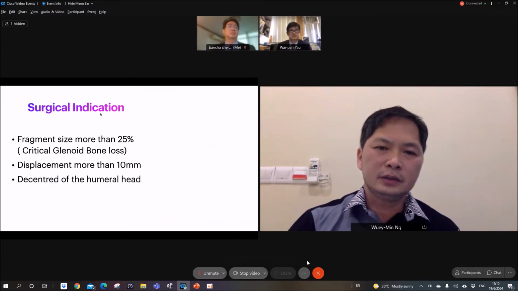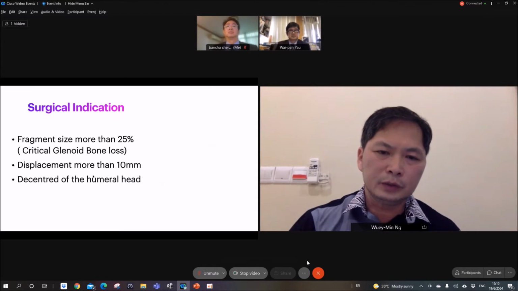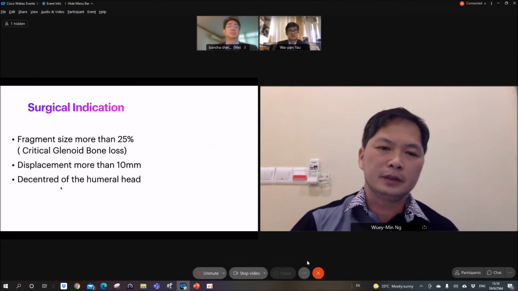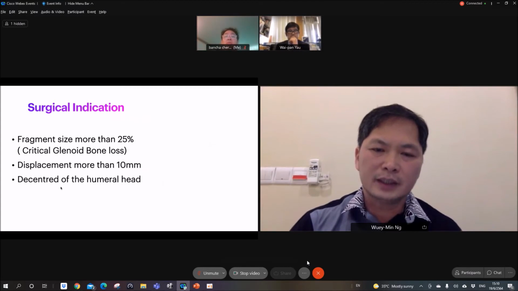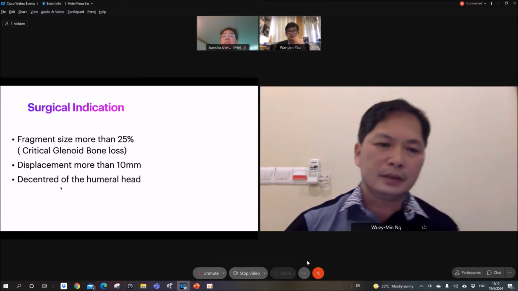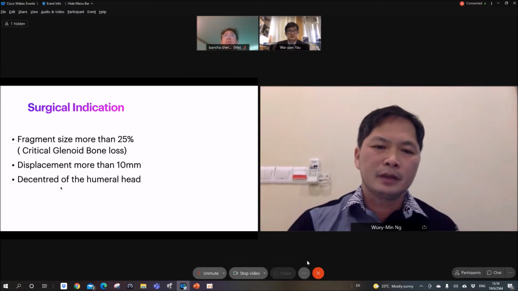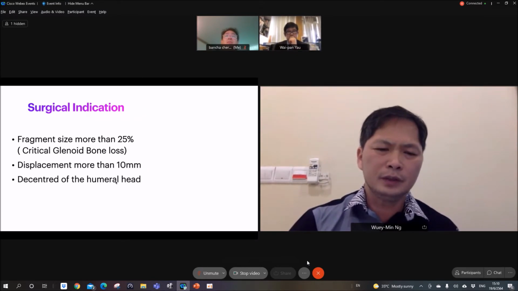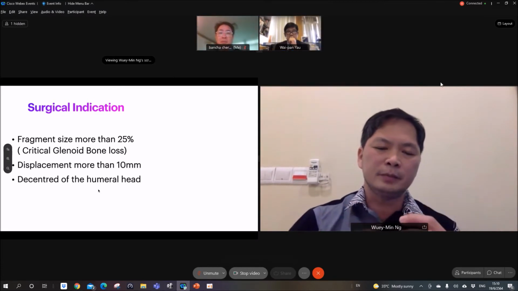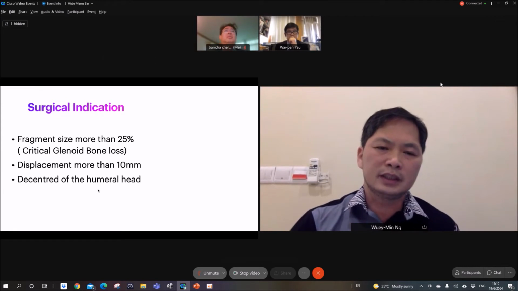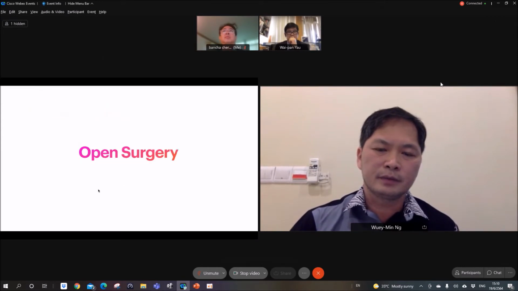So what are the indications for repairing this glenoid bone loss? All right. Any fragment we understand is any bone loss more than 25%, we should consider a repair, and any displacement more than 10 mm. Or if we look at the MRI or CT scan and see that the humerus was decentralized, that means it's not sitting in the center anymore. So this is an indication to go for surgery.